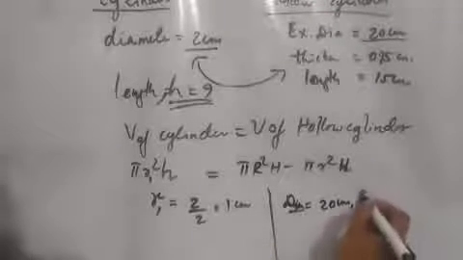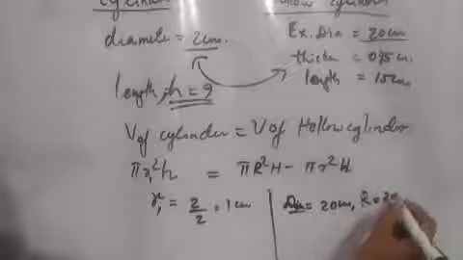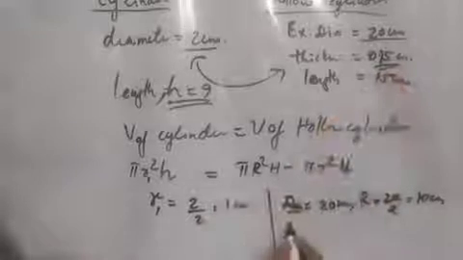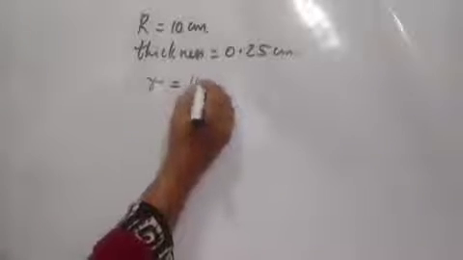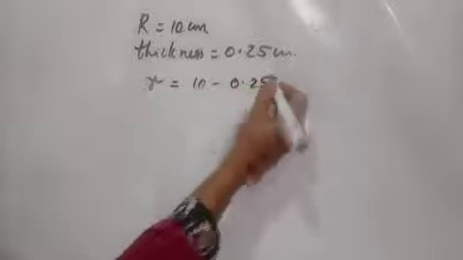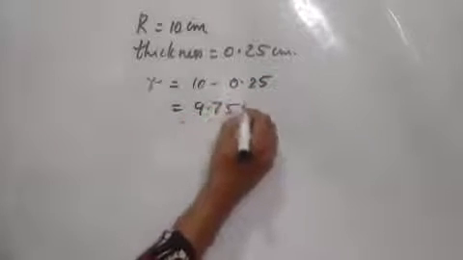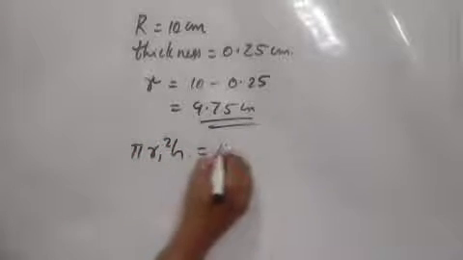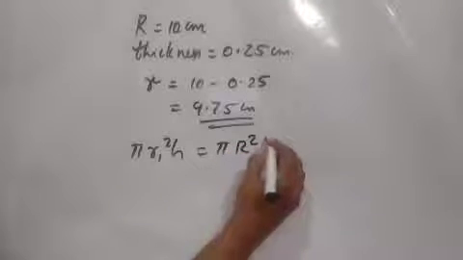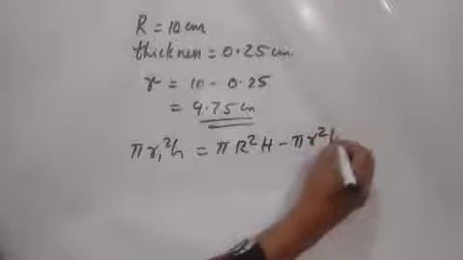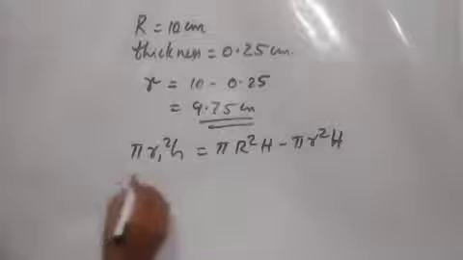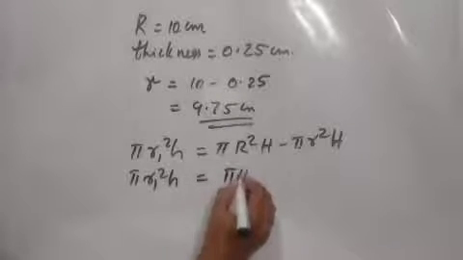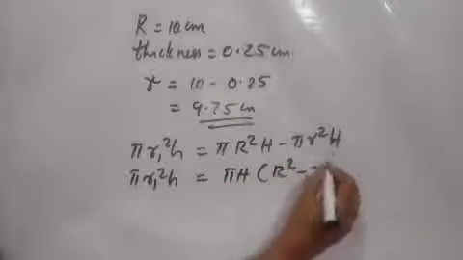So external radius is half of it. Radius is half of diameter, that is 10 centimeter. And the thickness is 0.25 centimeter. So its internal radius equals 10 minus thickness 0.25, that is equal to 9.75 centimeter. Therefore, we can equate pi r1 square h equal pi r square h minus pi r square h. That is pi r1 square h equal, here pi h is common on right side, so pi h into r square minus r square.